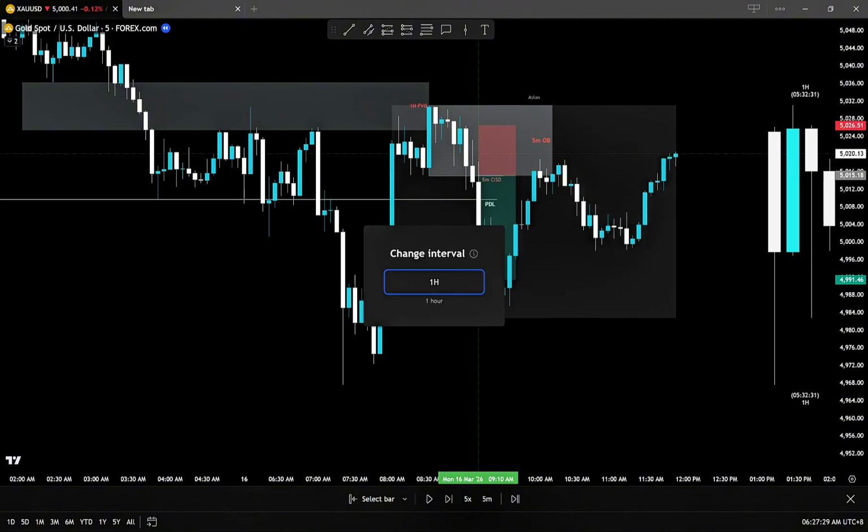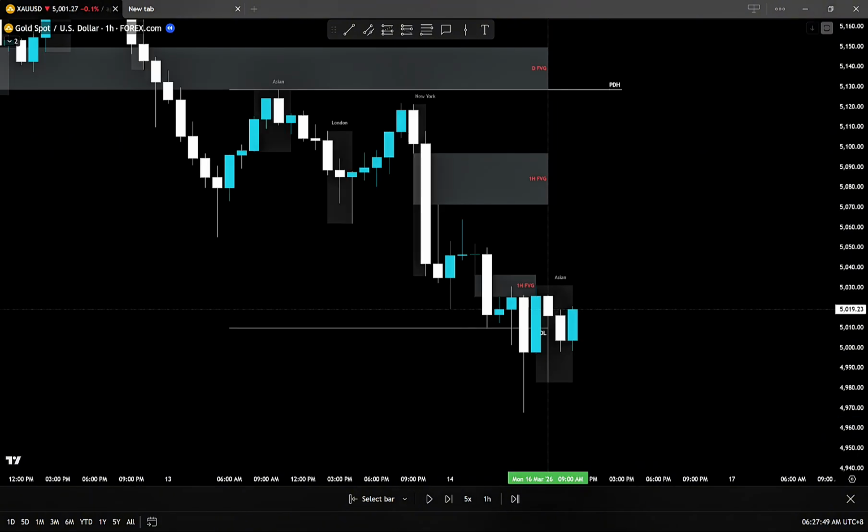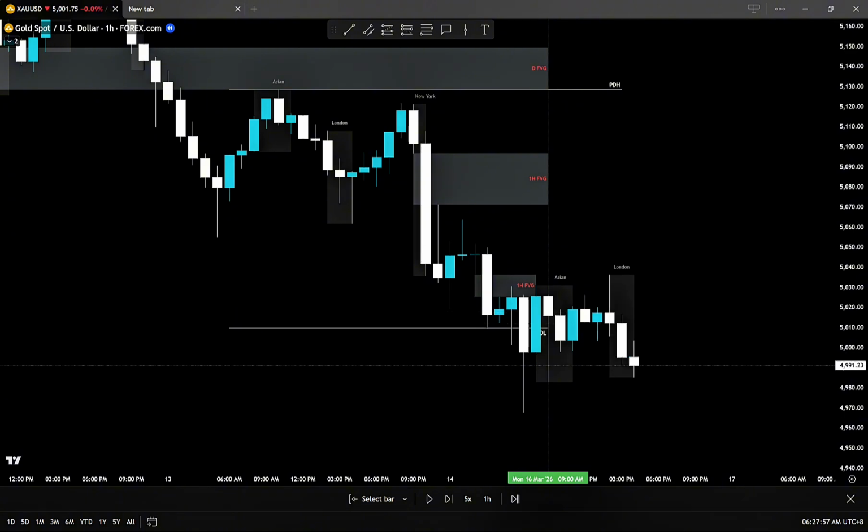Now, let's zoom out to the 1-hour time frame to prepare for the London session and see if another setup presents itself. There were no valid setups during the London session, so let's move on to the New York session.